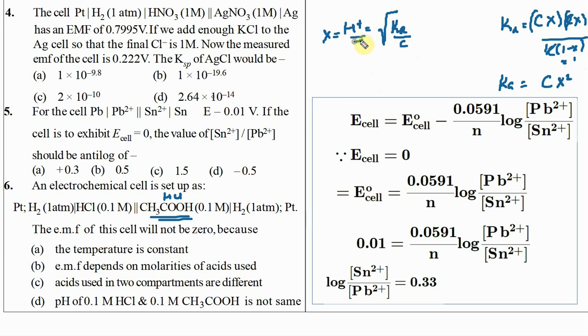So now my H plus is not equal to my C, it is a function of Ka. So obviously it is going to be less. If this is less, then they won't cancel out, so the EMF will not be 0. Because they have different H plus, can I say it has different pH? That's the reason. Okay.